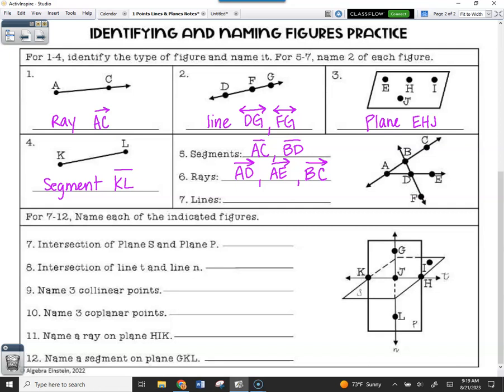Lines. Stay with me. Name a line. B, F. Name another one. A, C. Arrows on both, right?